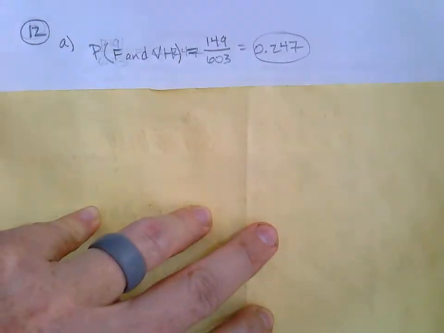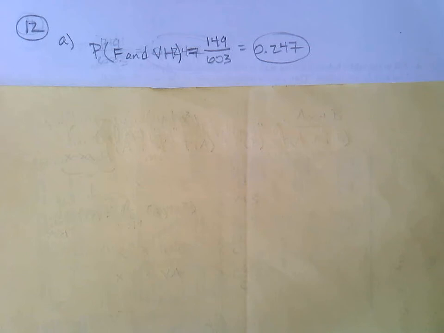Out of all the people that took the survey, the chances that any randomly selected person is a very happy female is 0.247. Okay. Hopefully that makes sense. Part B, what is the probability that a married person is very happy?